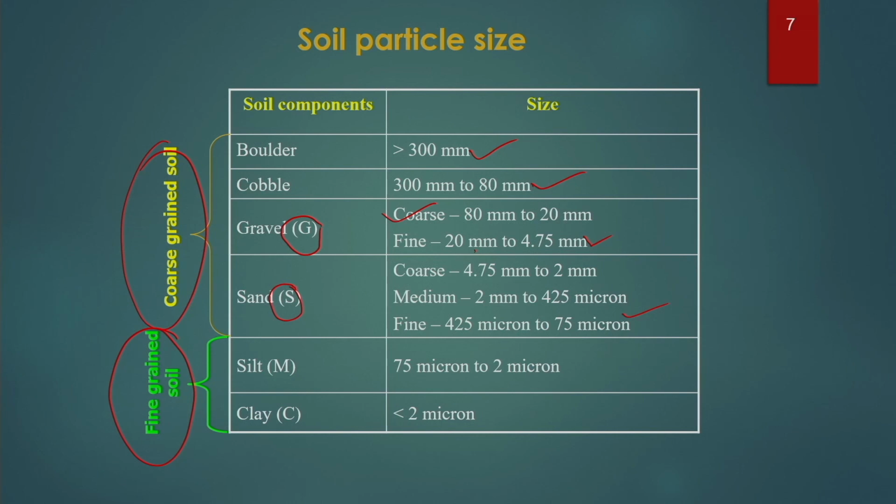Particles beyond 75 micron, that is particle size less than 75 micron, are known as fine grained soil. For fine grained soil, if the particle size is between 75 micron to 2 micron, it is known as silt. If it is less than 2 micron, it will be known as clay. Silt is termed M and clay C. Since the term S has already been taken by sand, silt has been denoted by M, which is known as Mo in Latin.